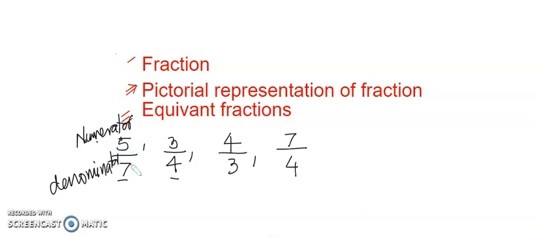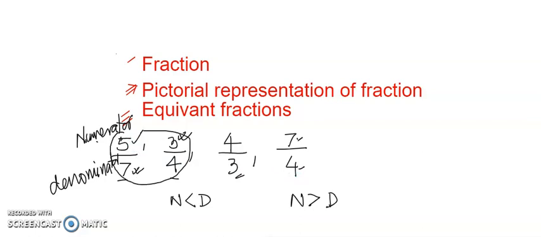So you must have observed in some of the fractions numerator is less than denominator, and in some of the fractions numerator is greater than denominator. For example, in the first fraction, numerator is smaller than denominator. Here also numerator is less than denominator, but here numerator is greater than denominator. And here also numerator is greater than denominator.